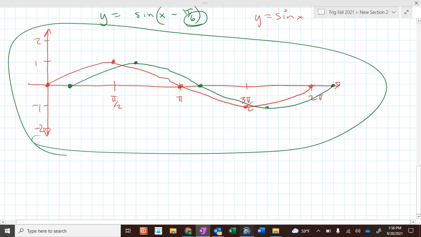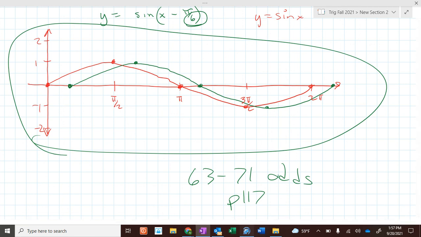Okay? So, for right now, out of your books, section 2-1. Your first assignment of the day are problems 63 through 71, the odds, on page 117. All I want you to do right now is graph them. You do not have to talk about the period, amplitude, phase shift, anything like that. We'll do that in the second half. I just want you to be able to graph them.